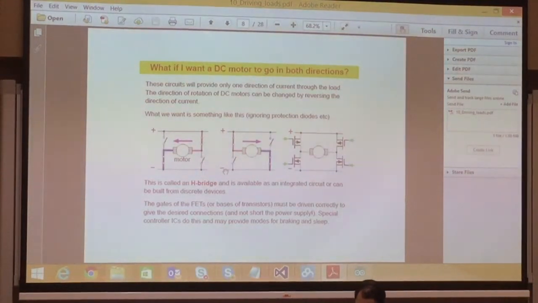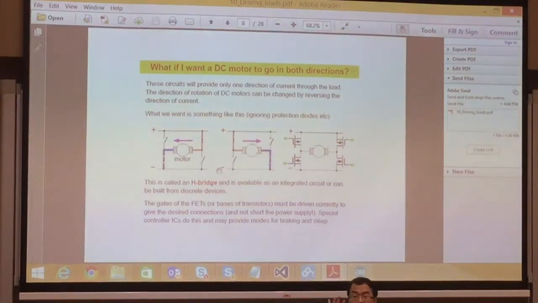Next, we are going to discuss a motor. Can we have current flow sometimes in this direction, sometimes in the other direction? This is very common in the washing machine. Your motor sometimes spins in this direction, sometimes in the other direction, especially during washing. If you want a different direction, the current needs to flow in a different direction. So how do we control the current to flow in both directions?